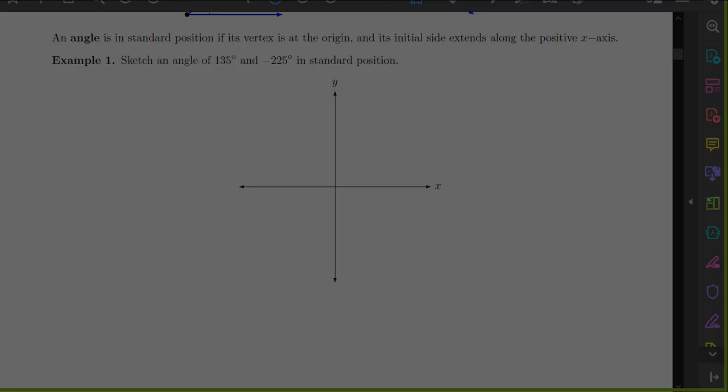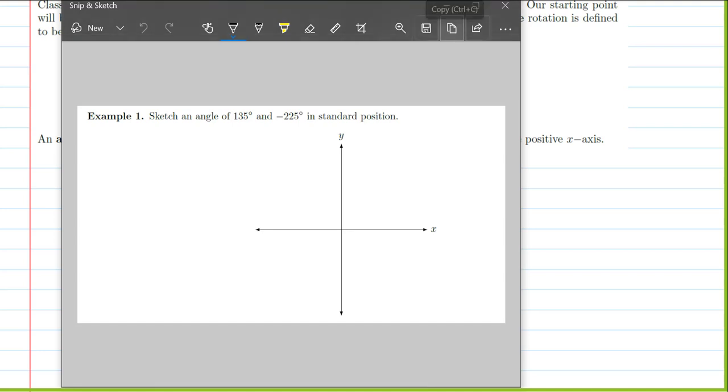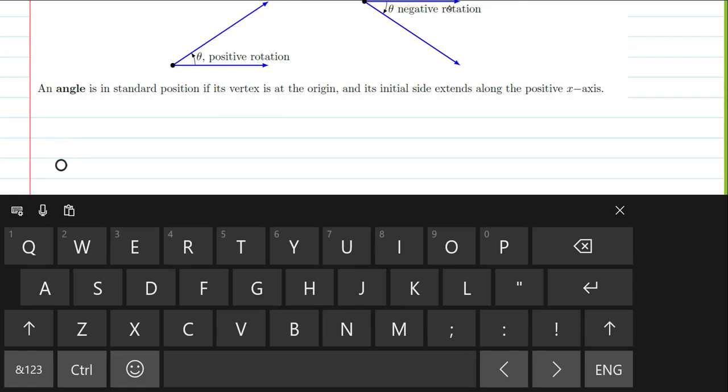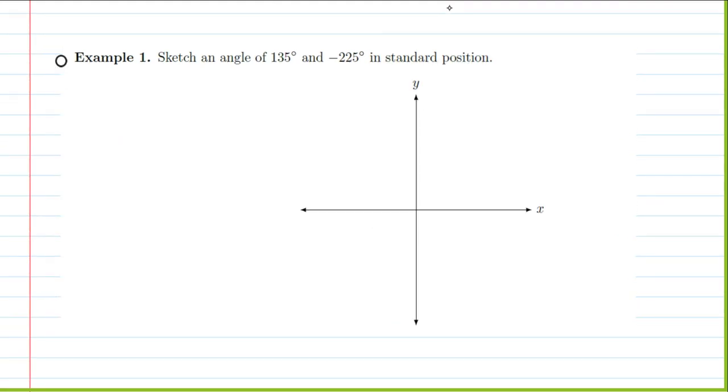All right, so let's start with our first example. We want to sketch an angle of 135 degrees and negative 225 degrees in the standard position. To help give us reference, we have a Cartesian coordinate system. We really only needed the positive x-axis, but we'll go ahead and use this. So our initial side with its vertex at the origin will be here, and we want to rotate 135 degrees. Just a couple of facts that we're probably familiar with: if we rotate all the way around, that would be a rotation of 360 degrees. So a circle contains 360 degrees.